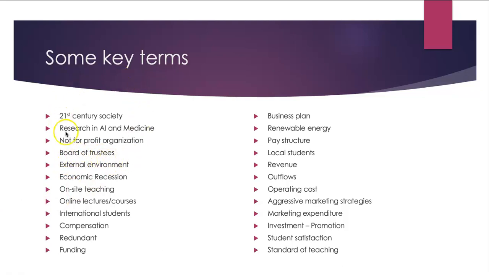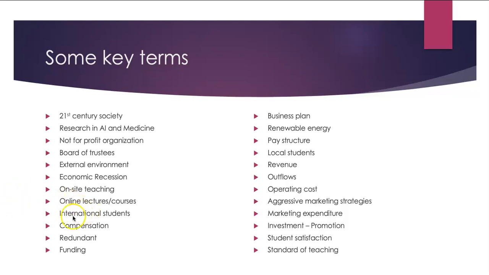It is critical also to understand what happened in the external environment, the accident that happened near the university, and it impacted the university tremendously. You also need to remember the economic recession that is taking place in country A, where the university is. You need to focus also on what happened in terms of how on-site teaching was affected. Also, that they switched to online lectures and also online courses.